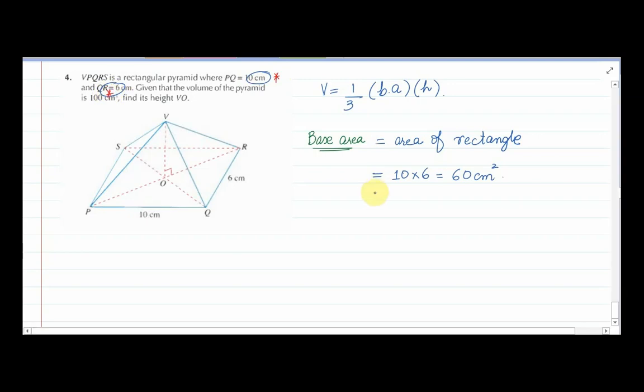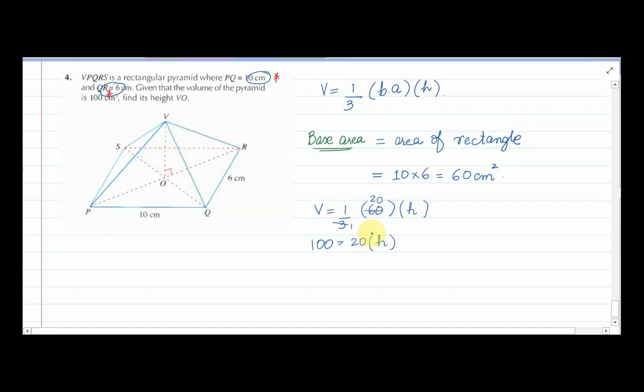Alright, now we have the value of base area. Applying the working formula of pyramid, V is equal to 1/3 base area times height. Now the height is unknown, so I'm just writing height. The value of base area is 60, and the volume is known, it's 100. So 3 ones are 3 and 3 20s are 60.